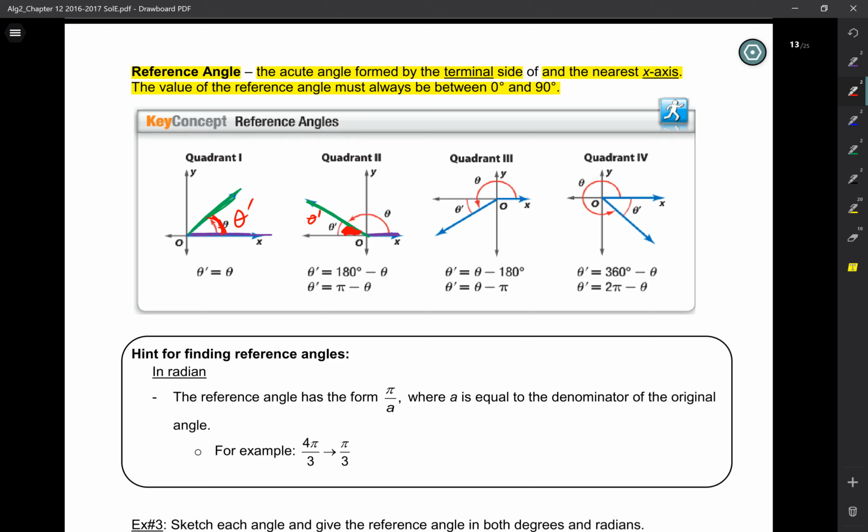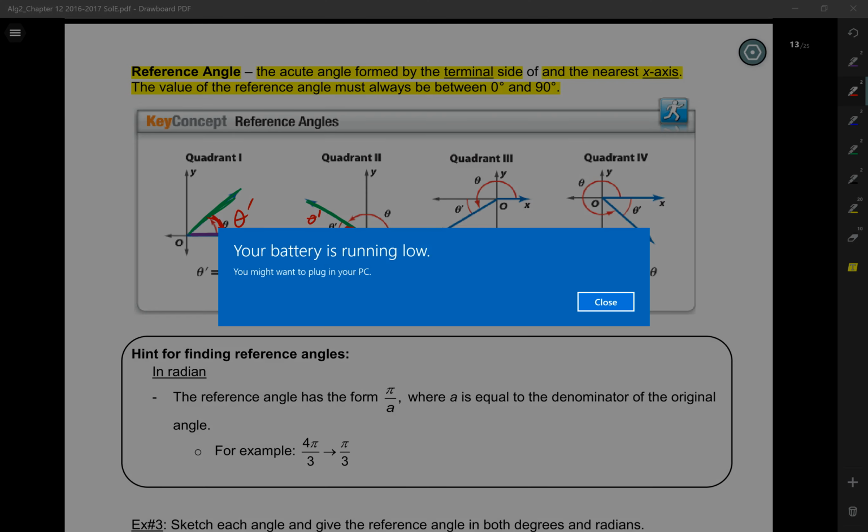So if the terminal side is this red side, this is where my angle falls. Now I need to find the reference angle. I can either go to the right to get to the x-axis, or I could go to the left to get to the x-axis. It's closer on the left, so that's the reference angle.